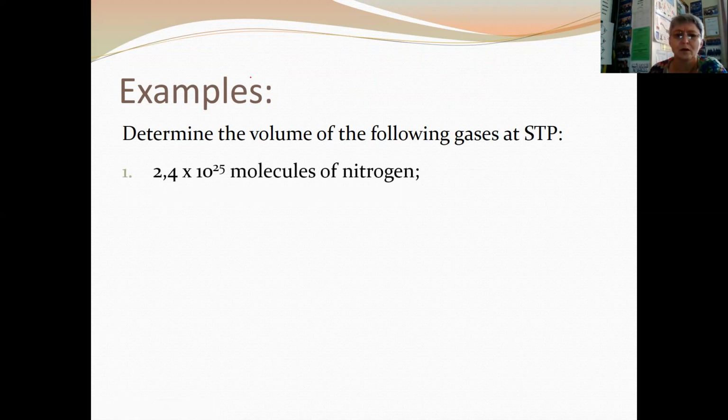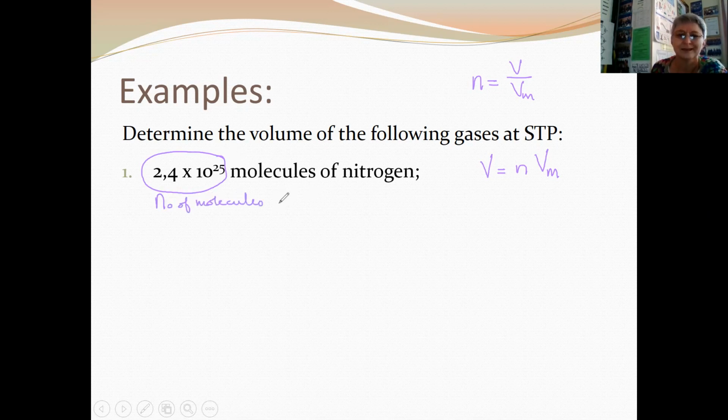Let's do our first examples. Determine the volume of the following gases at STP. You've got 2.4 times 10 to the 25 molecules of nitrogen. Now the problem here, to determine volume, I need to use the equation n equals V over Vm. So the volume of the gas would be the moles of the gas times the molar volume of the gas.